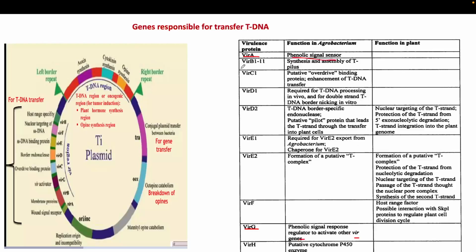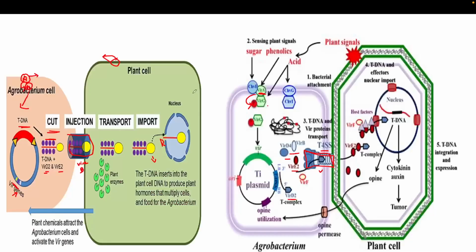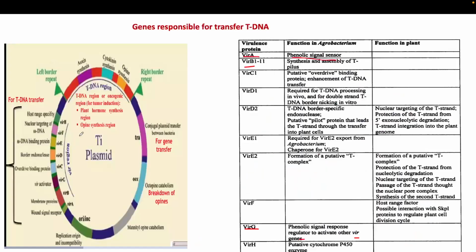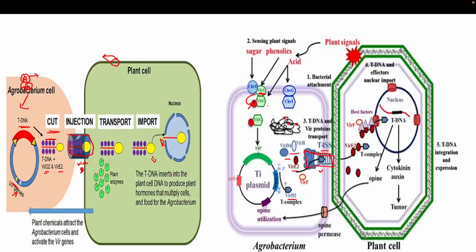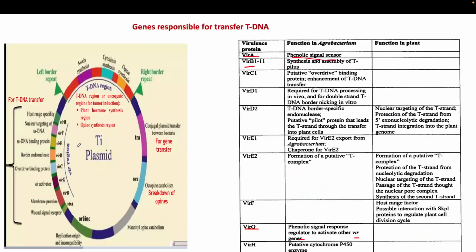Then second is the vir B. Vir B has 11 genes, 1 to 11. These vir B 1 to 11 participate in the formation of this channel or complex, the synthesis and assembly of the T pilus. This is called a pilus, channel or complex, whatever you want to say. So it is responsible for making this channel, and this vir gene is 11 in number.